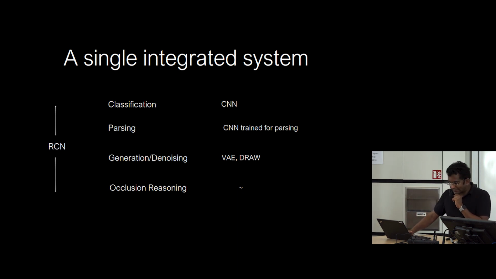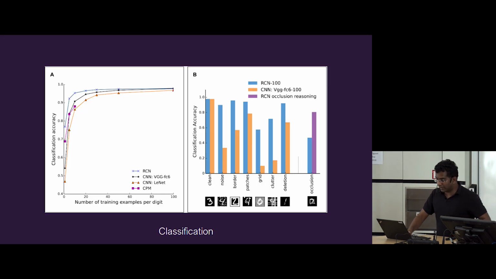Humans do not need to see those kinds of data to be able to generalize. Also, one thing I want to emphasize is that RCN, that's what we call our model, recursive cortical network, is a joint model, a single integrated system for multiple different problems. It can do classification, it does parsing of a scene, it does generation and denoising, it can do occlusion reasoning. And in our paper, we are comparing our system with systems that are specifically built for each of those purposes.